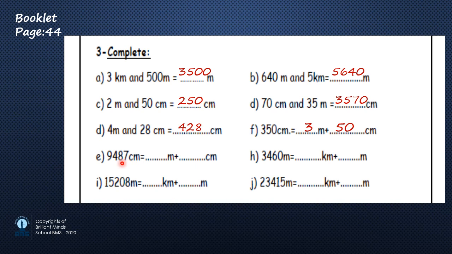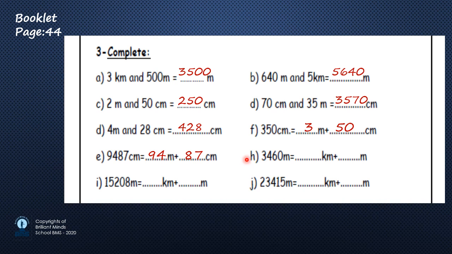Now, number E, 9,487 centimeters equals how many meters plus how many centimeters? We said we're going to take units and tens and put them with the centimeter. So take 87 and put it in the space with centimeter, and take the 100 and the 1,000 in the meter. So we take 94 and put it in the meter.